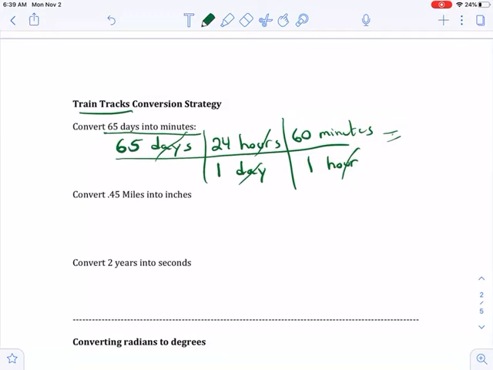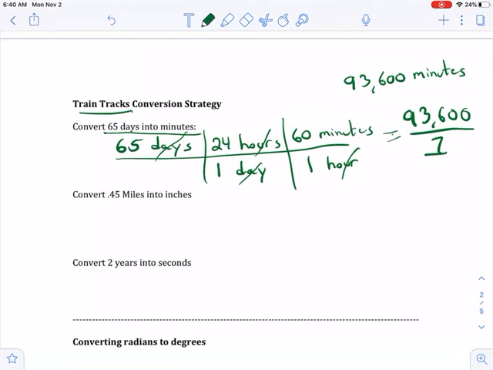So what I end up doing is multiply everything on top together. So that's 65 times 24 times 60. And I got 93,600. Multiply everything on the bottom together, which is just 1. So my answer here is 93,600 minutes. Okay? And we're going to use this same conversion strategy in a second in order to convert radians to degrees. But I wanted to show you that it's really no different from any other kind of conversion strategy.